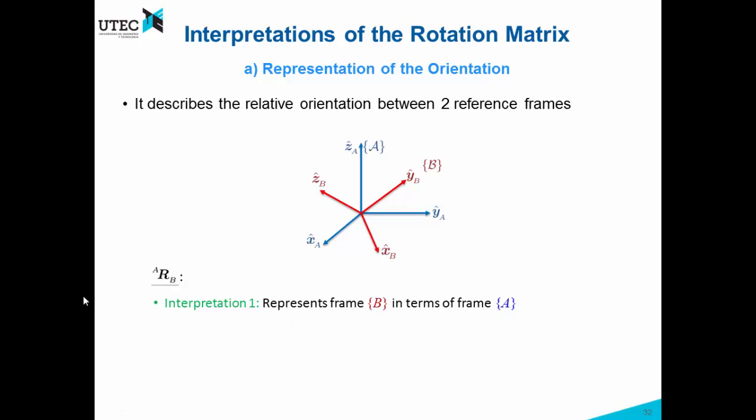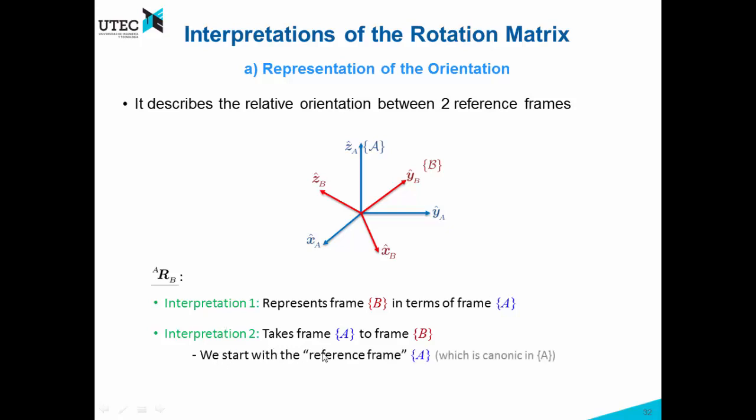The first interpretation of this matrix using this notation is the following, that it represents frame B in terms of frame A. The second interpretation needs to be considered very carefully, and it says that this matrix takes frame A to frame B. Why is this true? Because we are starting with the reference frame A, which is canonic in A. By canonic, I mean that it has as vectors 1, 0, 0, 0, 1, 0, 0, 0, 1, and we end up in frame B, which is given by the coordinates of B in A. So this matrix gives the coordinates of B in terms of A, or equivalently, it takes A to B because it's representing B. So this is another interpretation that will be useful later.